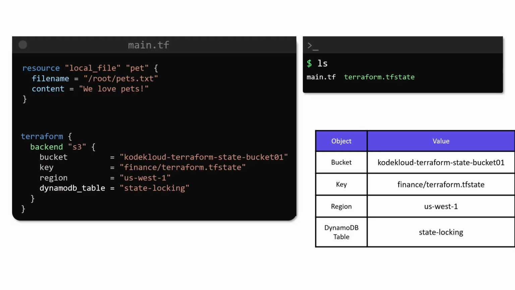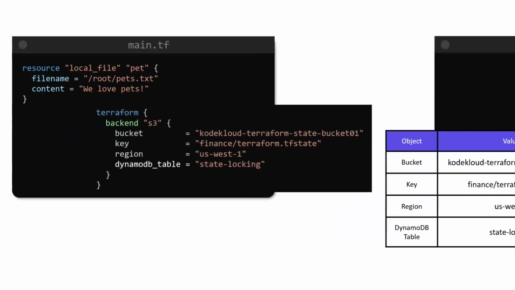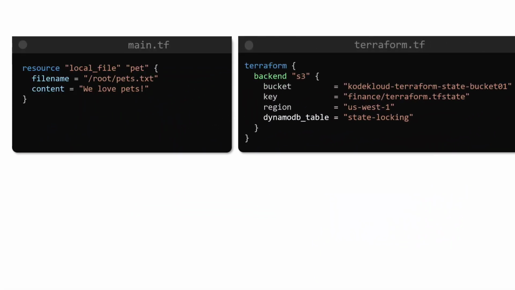This table should have a primary or a hash key with the name LockID. We have already created a DynamoDB table called state-locking for this purpose. As a standard practice, let's not store the Terraform block inside the main.tf file. Instead, let's move it to a separate file called terraform.tf. We now have the infrastructure configuration and the backend configuration segregated into main.tf and terraform.tf files respectively. And the Terraform state is now configured to be stored in a remote S3 bucket.